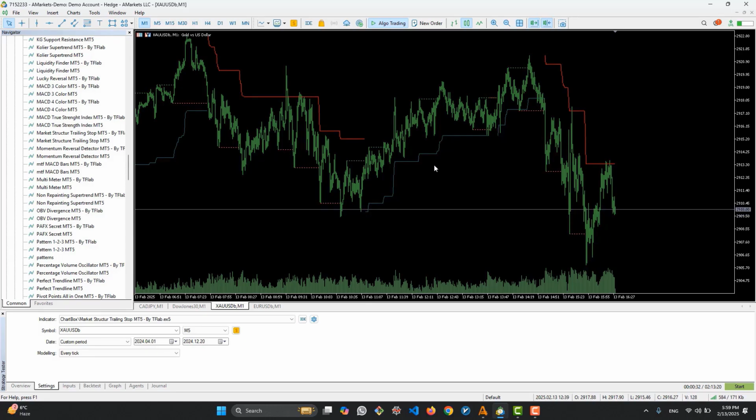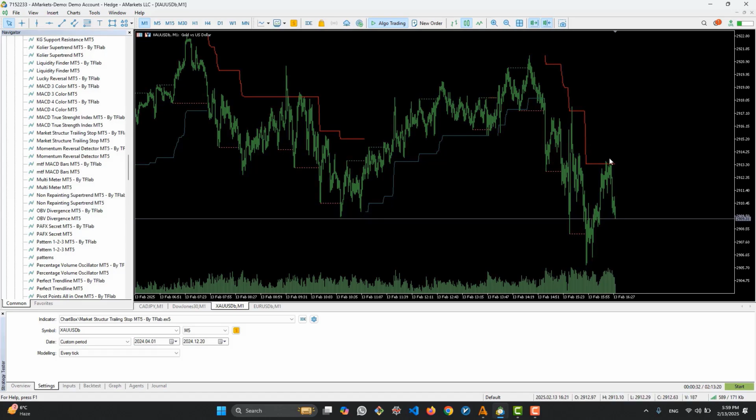We can also use this indicator to identify trends, meaning when we have a stop loss for a buy trade, we can consider the trend to be upward at that point, and when we have a stop loss for a sell trade, we can consider the trend to be downward at that point.